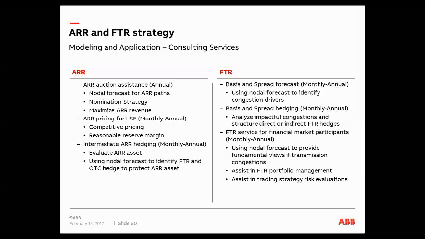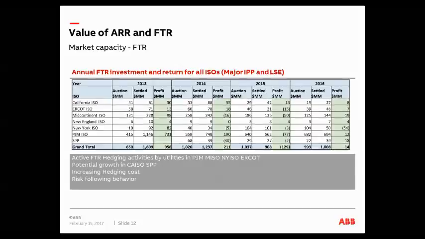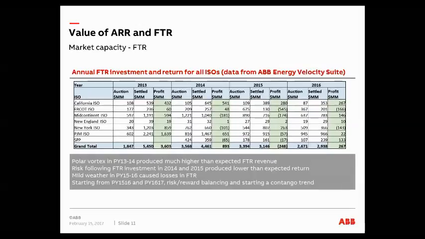The question is, and it references a couple of slides: when you compare slide 12 to slide 11, you see the returns from independent power producers and load-serving entities are pretty low compared with other market participants. What are the reasons for such low returns from independent power producers and load-serving entities, ARR and FTR positions?